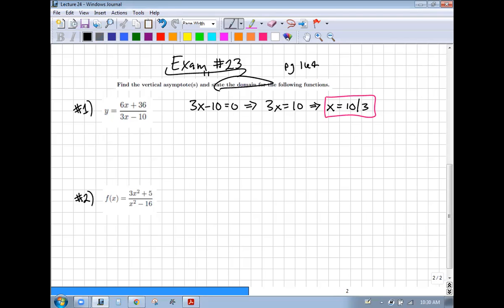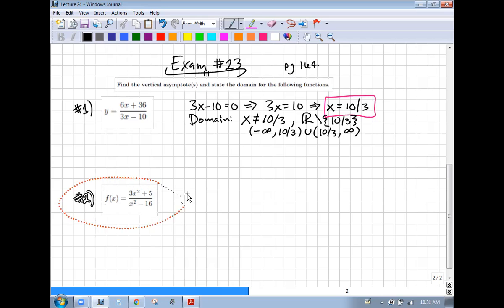As far as the domain, it is any number you can plug into this function where you get a number back. And the only number you can't plug in is 10/3. So you could simply say x cannot be 10/3. Or you could say all real numbers except for 10/3. Or you could say negative infinity to 10/3 union 10/3 to positive infinity.